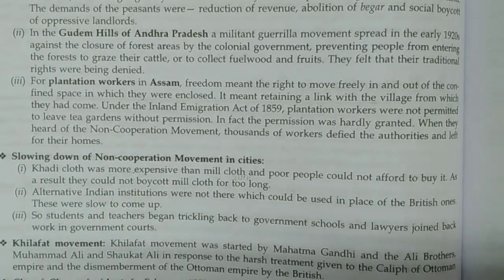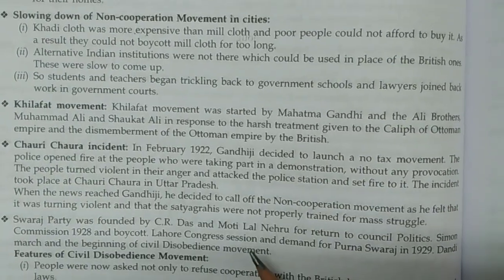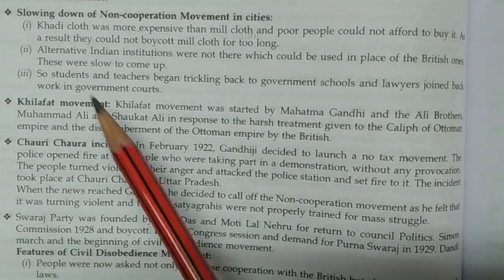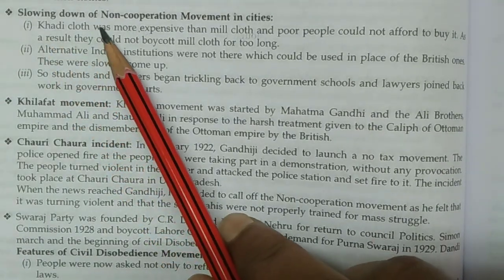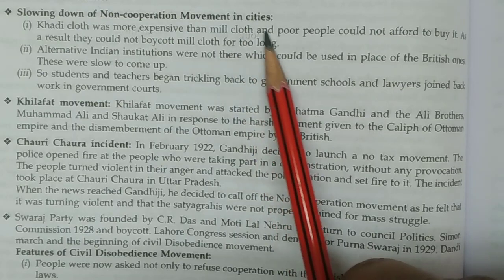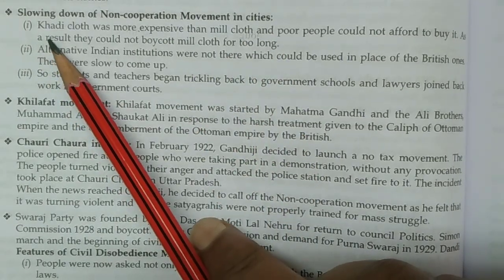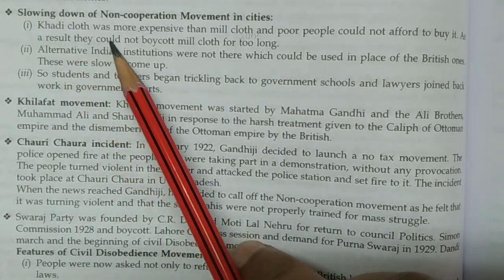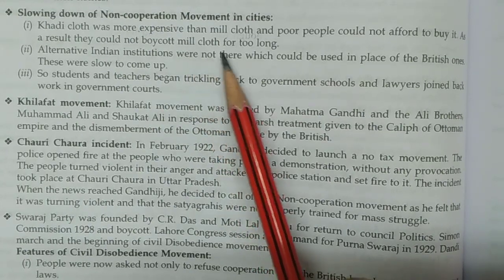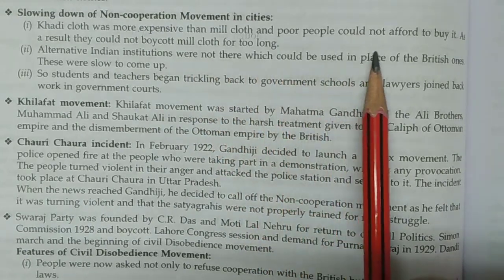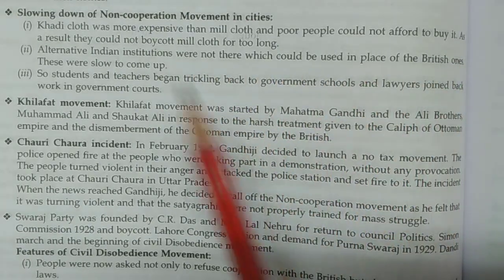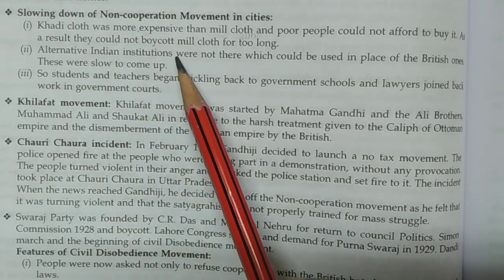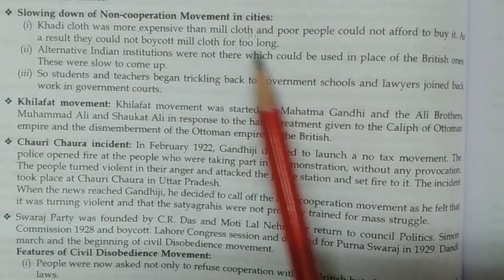So now let's start from here. Yes, we are covering all these important points here. Now, slowing down of non-cooperation movement in cities. So next point, khadi cloth was more expensive than mill cloth, and poor people could not afford to buy it. As a result, they could not boycott mill cloth for too long.